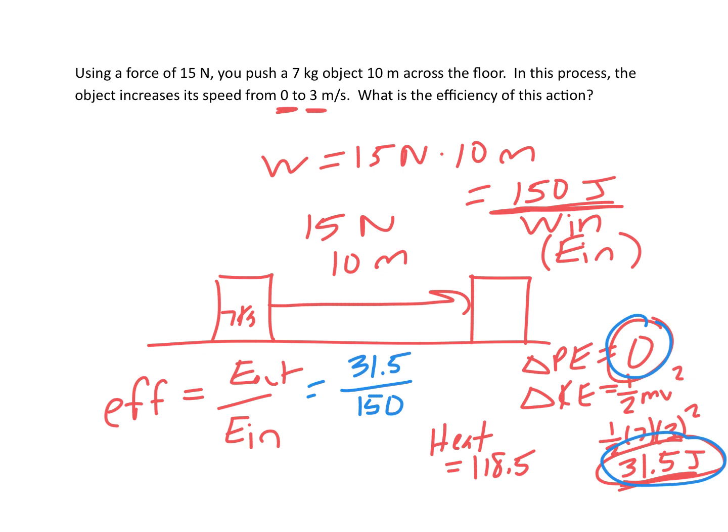So how efficient was this process? We're going to divide 31.5 by 150 and then multiply by 100. And this is going to be then 21%. So this process is 21% efficient, which means almost 80% of the energy we put in got wasted and turned into heat as friction. And so that's the process here. Let's look at one more.